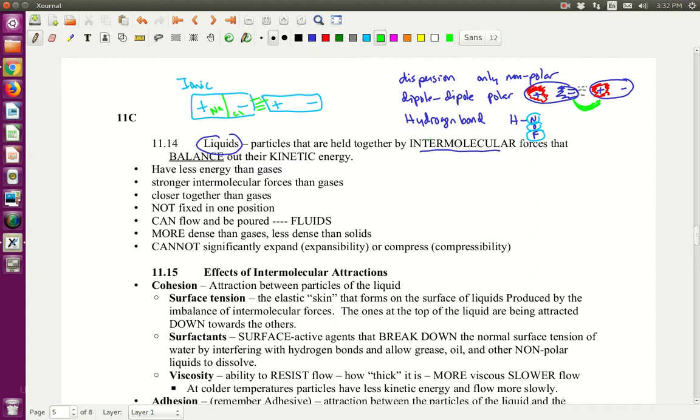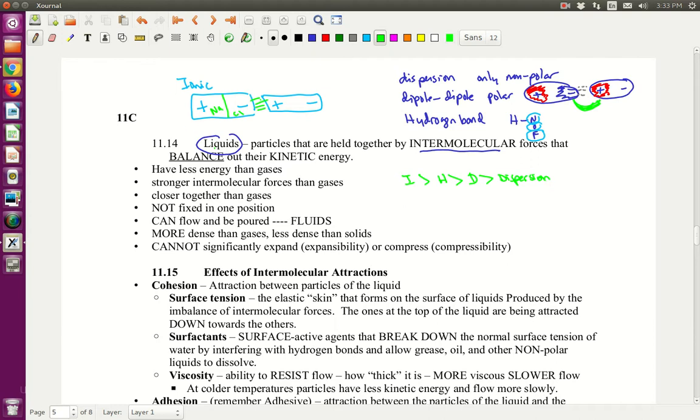So just to remember the strengths, ionic is strongest, and then hydrogen bonds are the next strongest, and then the dipole-dipole, which is polar, is next strongest, and then dispersion is the weakest. And in dispersion, remember that the bigger they are, the stronger they are. So the smaller they are, the smaller the number of atoms involved in the molecule, the weaker it gets as well. And we'll review all of this together as well.